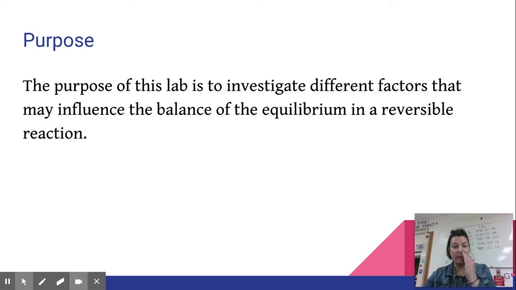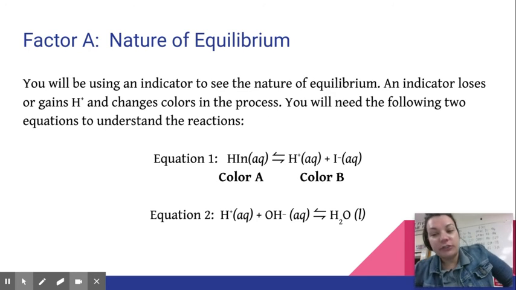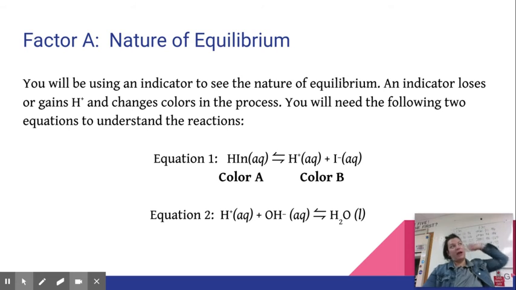So the purpose of this lab is to investigate different factors that may influence the balance of the equilibrium in a reversible reaction. So that's ultimately what we're doing, and we're going to be looking at 3 different things with that. Okay, so the first factor, I'm going to call these factors, but basically they're just parts. So part A or factor A is actually just the nature of the equilibrium.